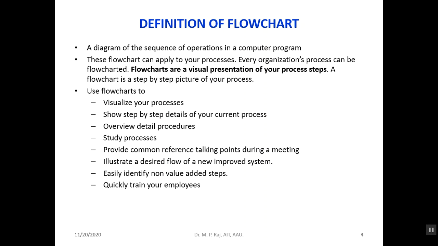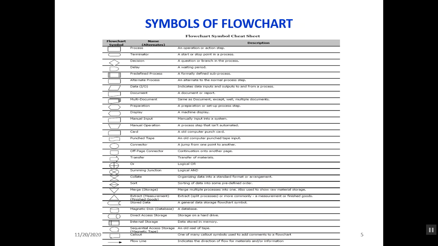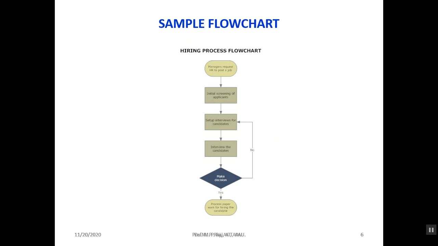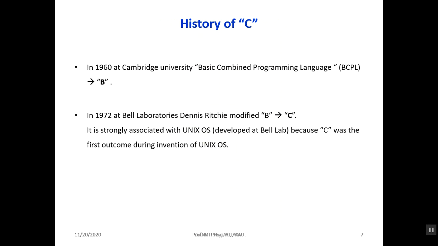Now, a flowchart is a simple visual representation of your algorithm, or picturization of your algorithm. And an algorithm is nothing but a set of ordered steps. We have a set of symbols for drawing flowcharts, and this is a simple flowchart for hiring employees in our company. Now we move on to our C language.